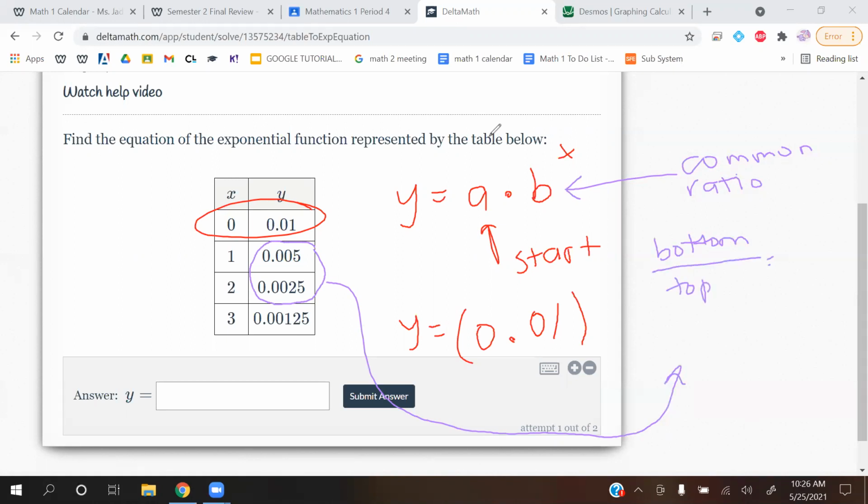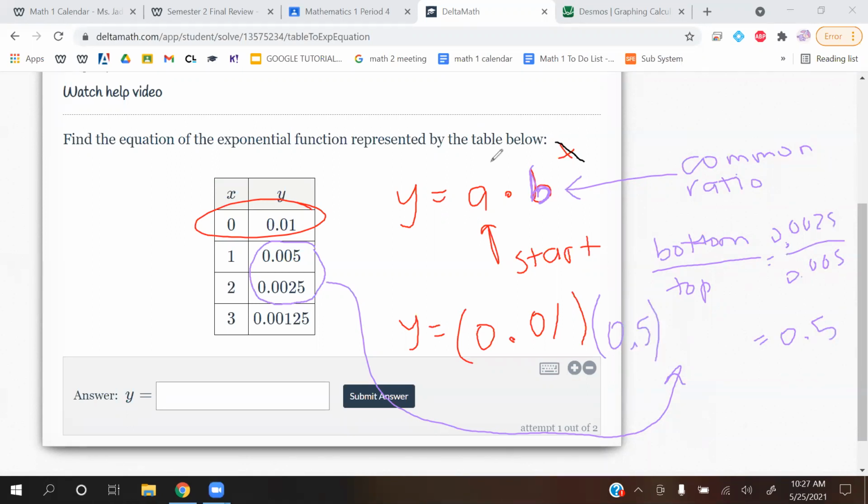So that would be 0.0025 divided by 0.005. And this will give me my common ratio, which I'm just going to do on my phone's calculator. You know how to use a calculator. You don't need to see me do that. And then I get 0.5 as my common ratio. So this B value is 0.5.